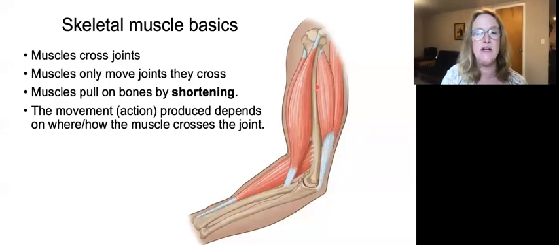Now, I should have pointed out here, I should have written this down, but I didn't, that biceps, of course, not only crosses anterior to the elbow, but it also crosses anterior to the shoulder joint, right? So I told you that the two heads of biceps originate on the scapula. So it crosses anterior to the shoulder joint as well as anterior to the elbow joint.